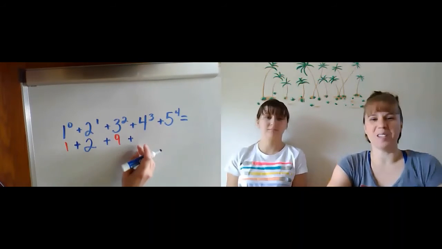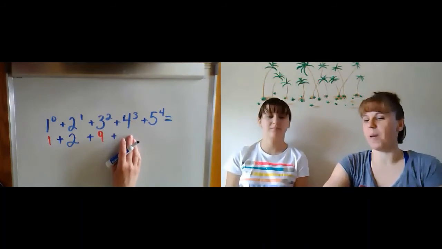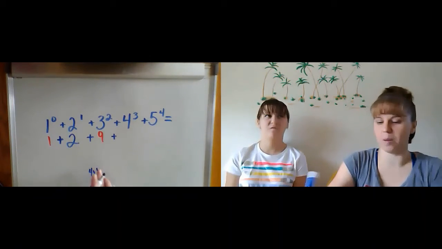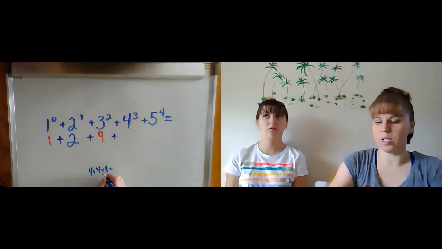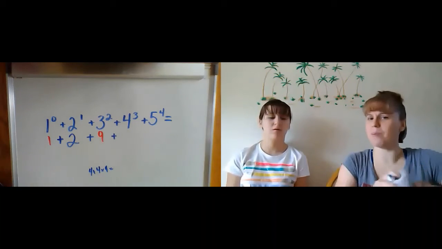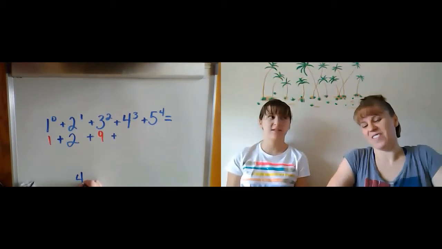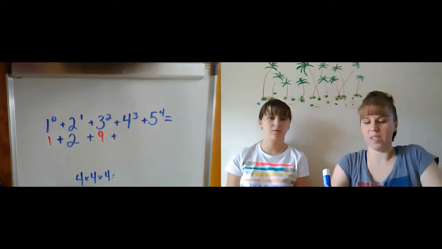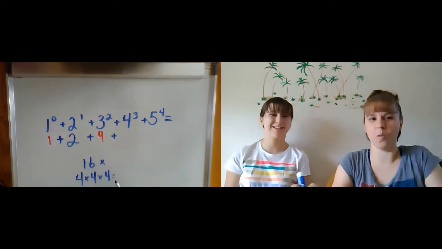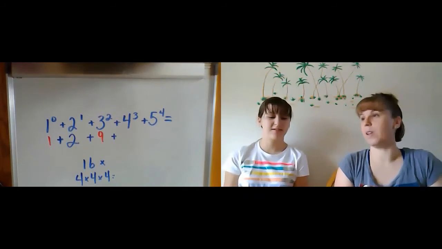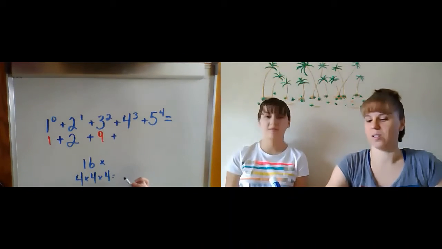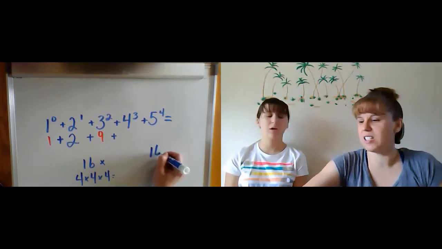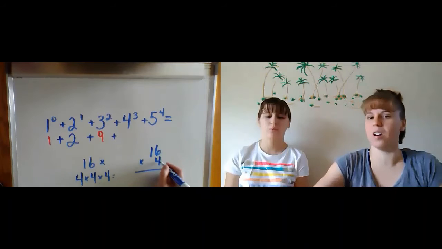Okay. Now, some of these we won't be able to do in our heads maybe. 4 to the 3rd power is equal to 4 times 4 times 4. I'm going to write that again. What's 4 times 4 times 4? Selena says she knows. 16 times 4. Abby thought it was 64. Yes, 64. Let's try it over here. 16 times 4. What's 6 times 4?